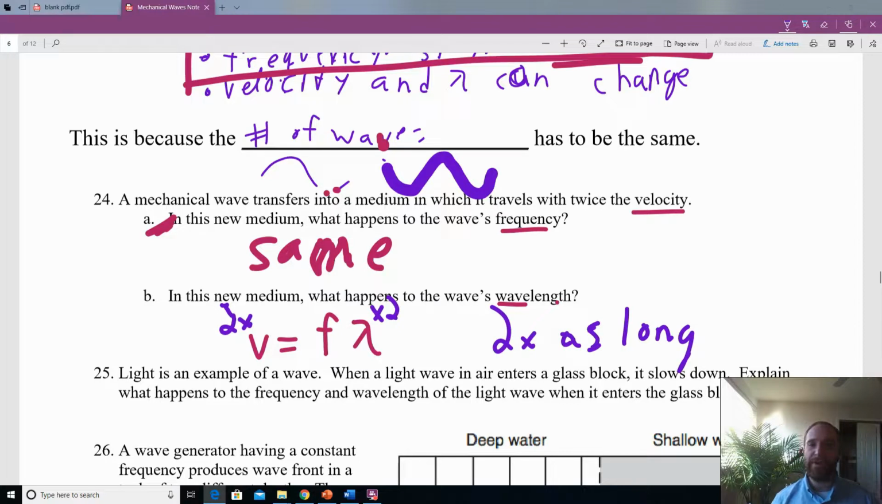So basically the wavelength, because of this, will always do whatever the velocity does. Like if the velocity goes up, that wavelength has to go up. If the velocity goes down, the wavelength has to go down. They'll follow one another because the frequency isn't changing. That's not like the variable here.